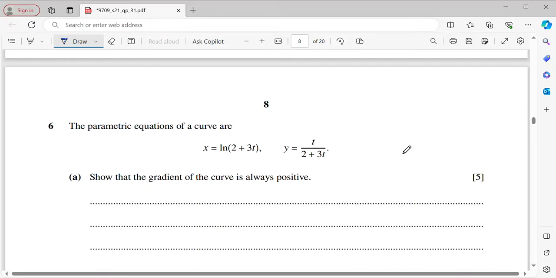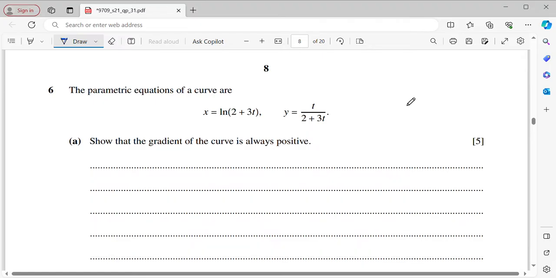Okay, now next question, number 6. The parametric equations of a curve are x equals ln(2 + 3t), y equals t over (2 + 3t). Show that the gradient of the curve is always positive. So the gradient is basically dy/dx, which means now I need to get my dx/dt and dy/dt. After that, apply the chain rule.